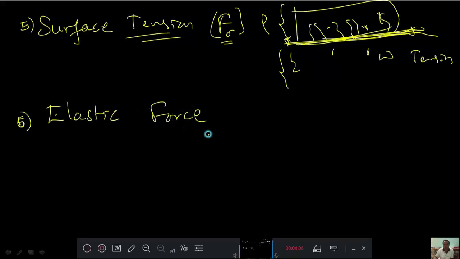This elastic force we usually study in aerodynamics, where the property becomes the same when you apply the force and when you remove it. That is your elastic force. This is Fe. Like that we have six types of forces which are acting on the fluid.